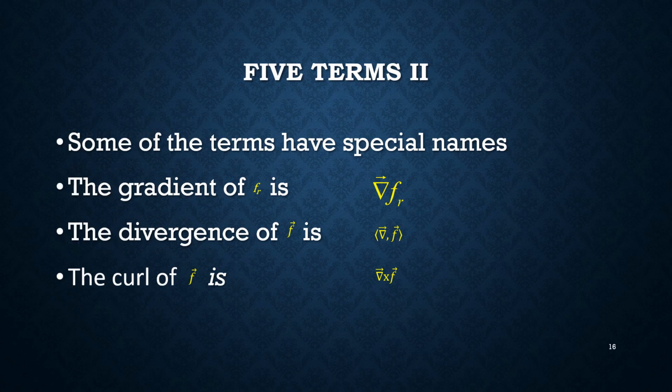Some of the terms have special names. The gradient of fr is. The divergence of the spatial part of f is. The curl of the spatial part of f is.